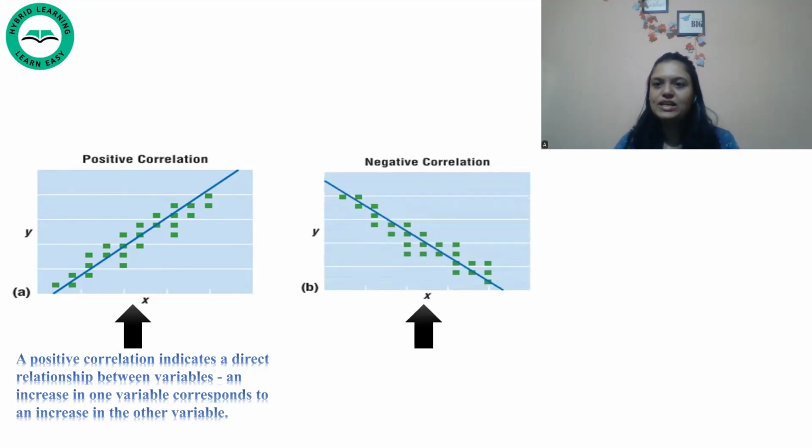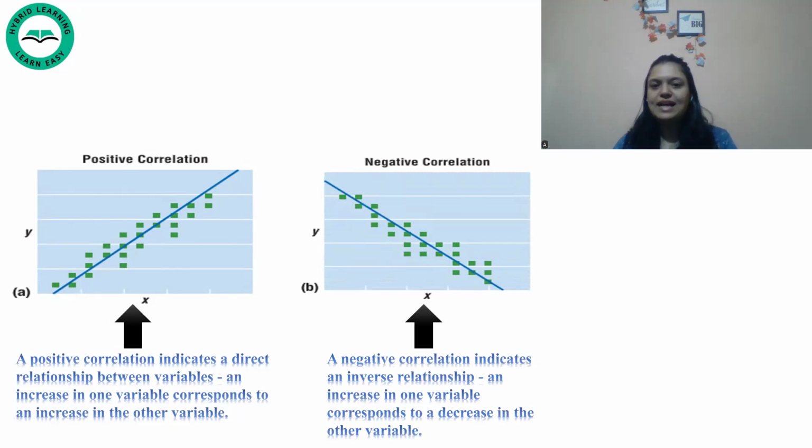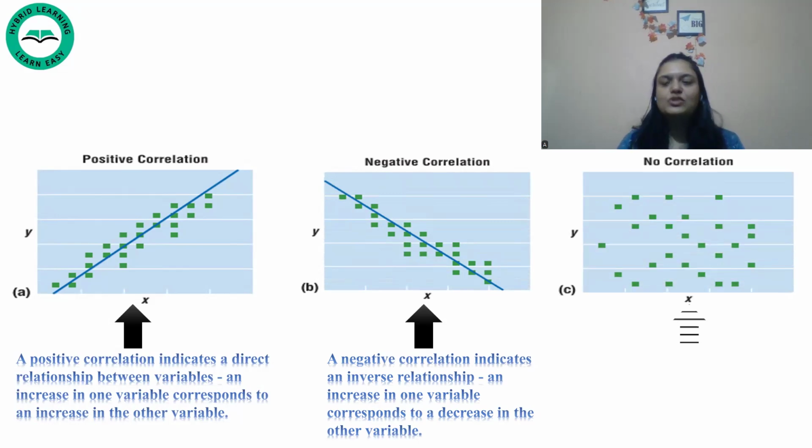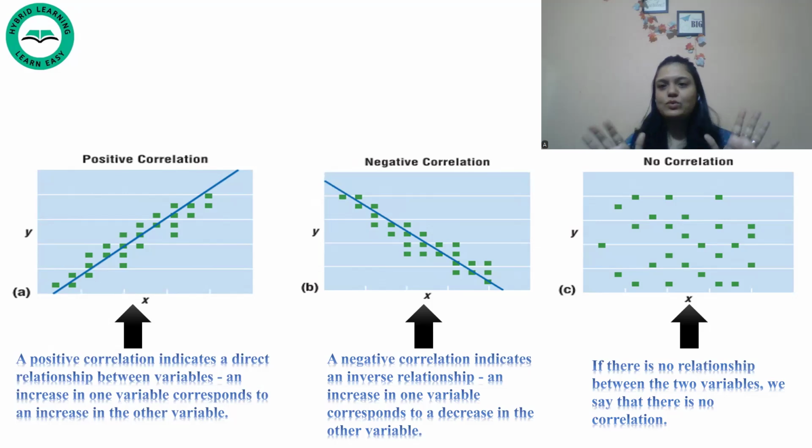Next we have the negative correlation. So basically this means that there is an inverse relationship between one variable and the other variable. So if one variable increases, the other variable will decrease. And the next is no correlation. So in this case, as the name itself suggests, there is no relationship between them. Now, as you can see in this figure, the C figure, we have not drawn any line because the points are basically scattered all over the place. So basically, there is no correlation between the two variables.